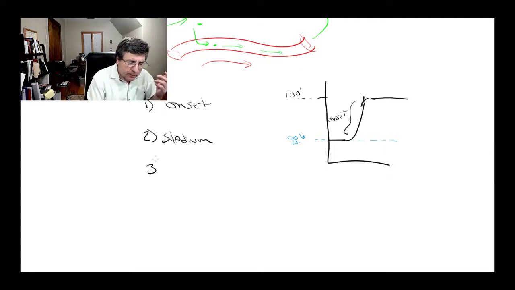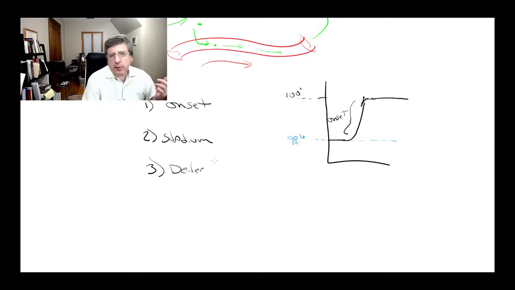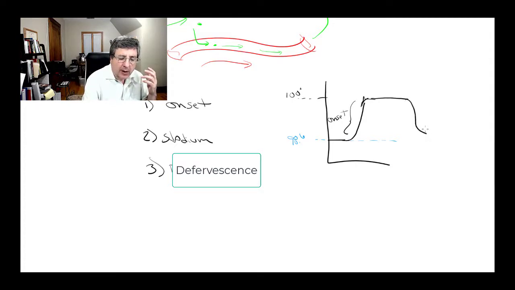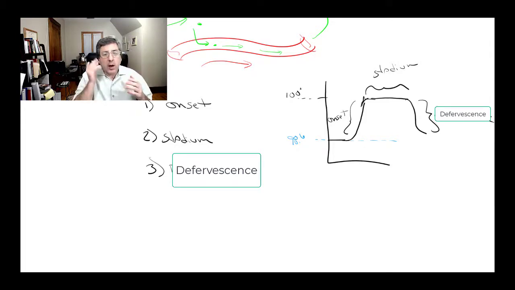The third one is called defervescence. Let me make sure I spell it right, defervescence, something like that. And this is basically where the temperature then comes back down. So this is stadium, and this is defervescence. Okay, and this is basically where the temperature is coming back down to normal.